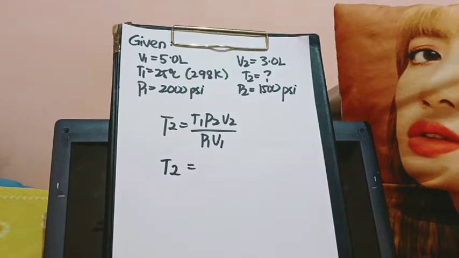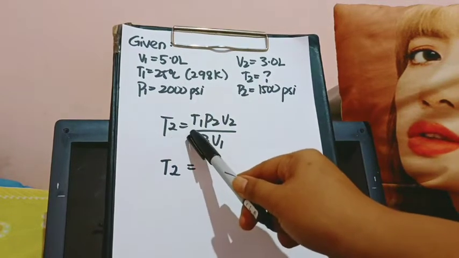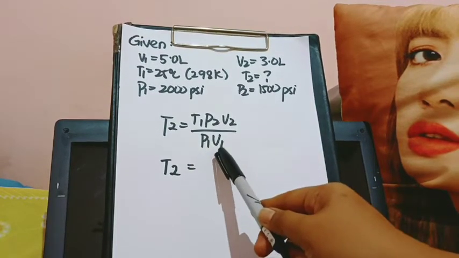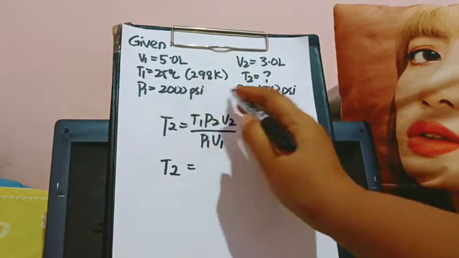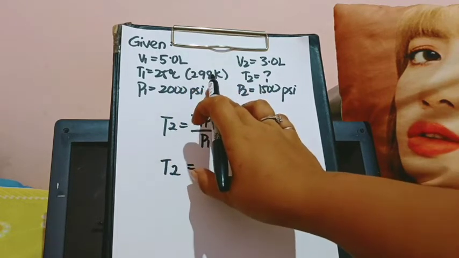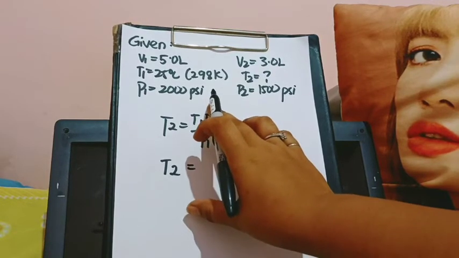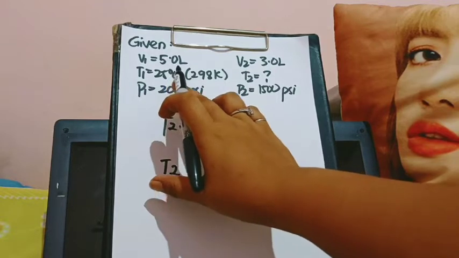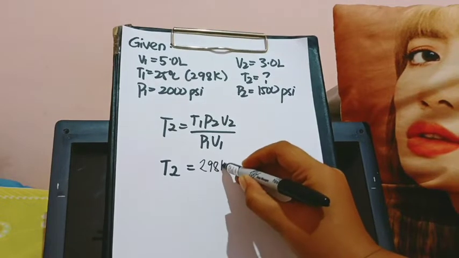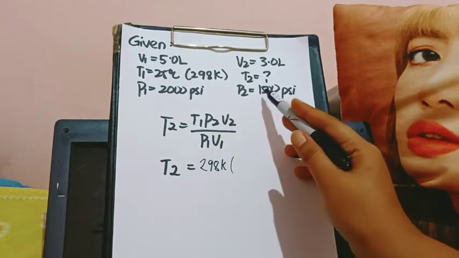So ang gagamitin po nating formula for this problem is T2 is equal to T1 times P2 times V2 divided by P1 times V1. So T1 is 25 degrees Celsius. So we will convert this to Kelvin. So paano nga po mag-convert ng degrees Celsius into Kelvin? We will add 273. So 25 plus 273 is equal to 298 Kelvin. Then we will times it to P2, which is 1500 psi.